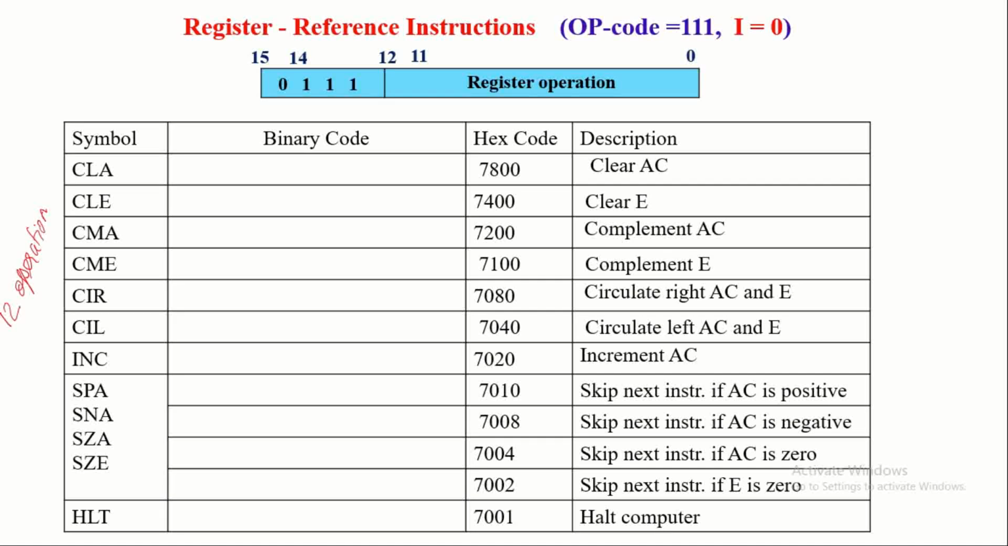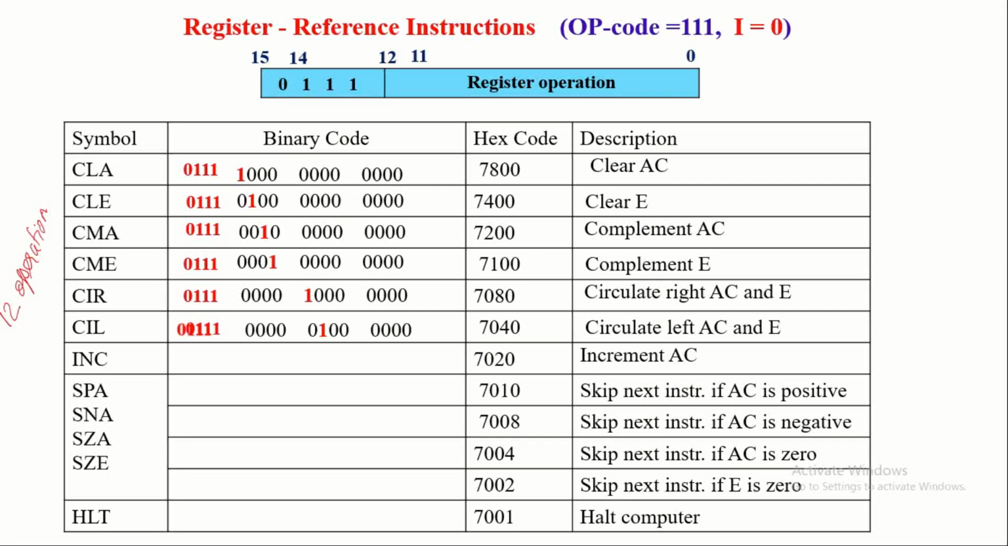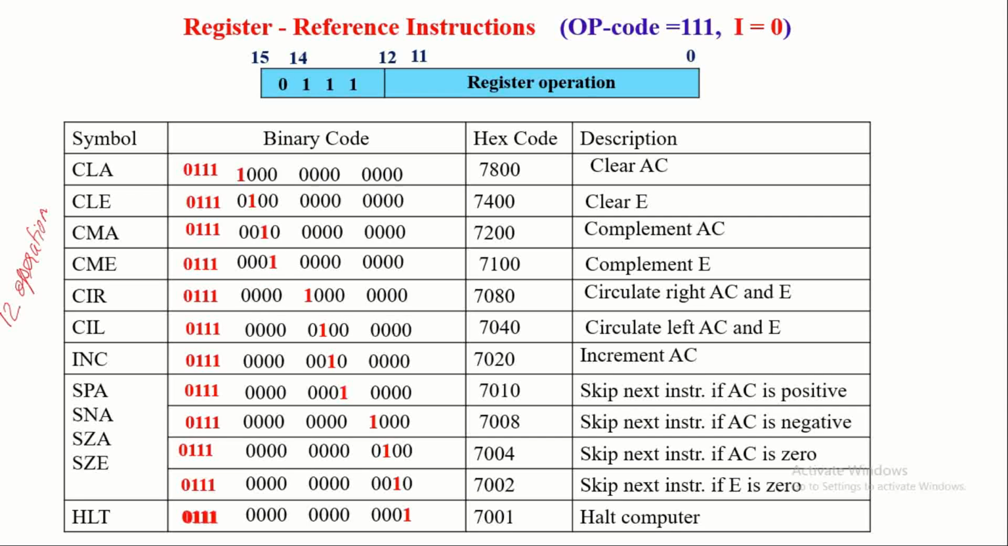Let us now discuss register reference instructions. The register reference instructions are identified if the 12 to 15th bits of the instruction contain 0 1 1 1. Then what operation is to be performed is specified in the 0 to 11 bits of the instruction. Students, once again I repeat, in register reference instructions, the bit values in 12 to 15 bits are used only for identifying the type of the instruction. If it is 0 1 1 1, it is known as a register reference instruction.